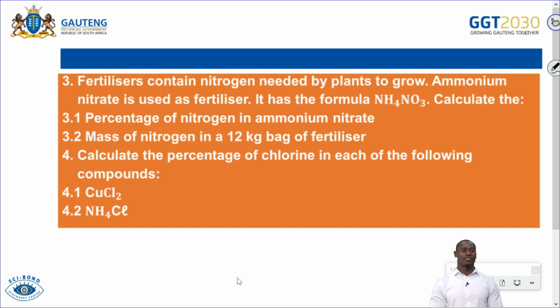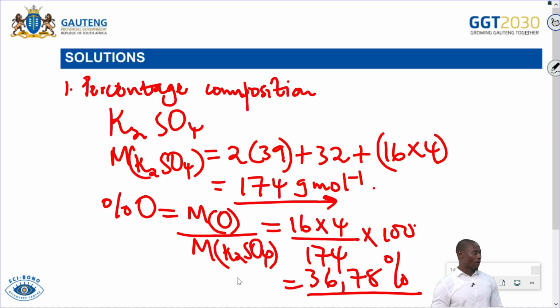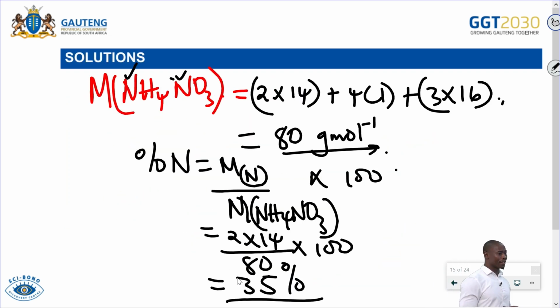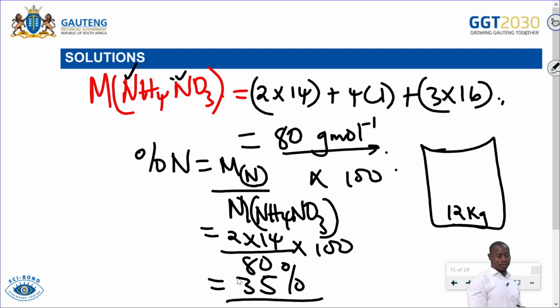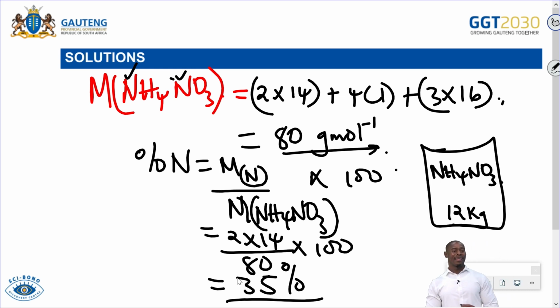3.2 asks for the mass of nitrogen in a 12 kilogram bag of fertilizer, right? So what are we having now? We are having a bag of fertilizer, right? And then what is the mass of this bag? It is 12 grams, or kilograms, sorry. So we have 12 kilograms there. Remember, it contains ammonium nitrate. So what are they looking for? The actual mass now, right?